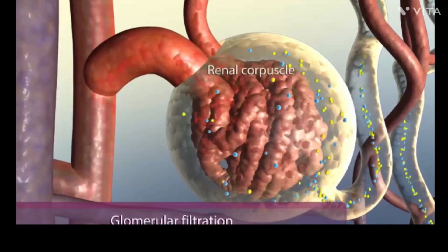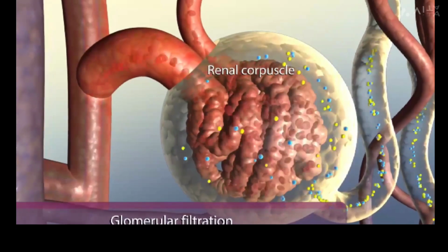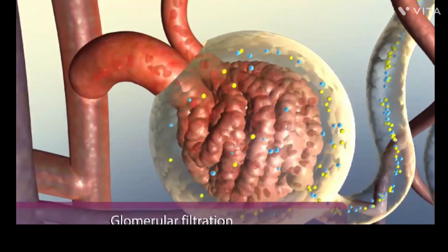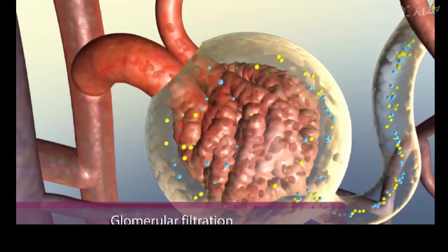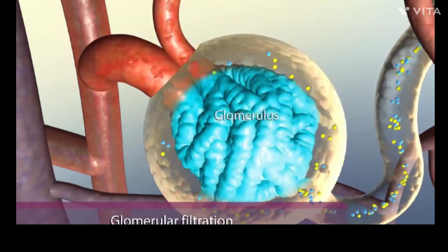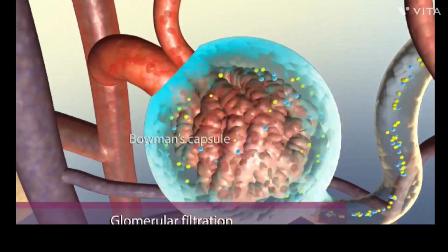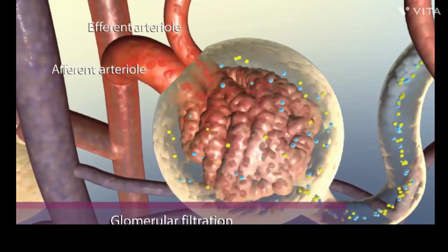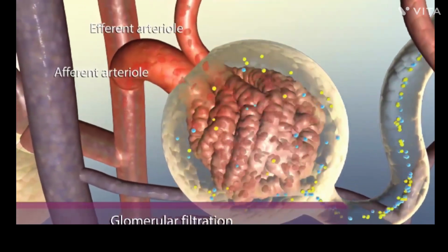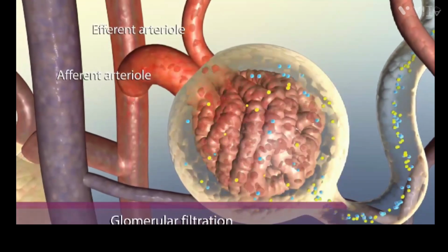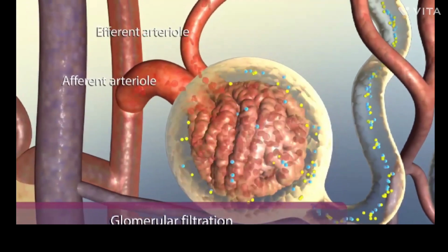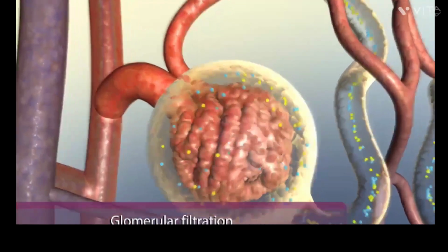The first step of urine production, called glomerular filtration, occurs in the renal corpuscle. It consists of a network of capillaries called the glomerulus and Bowman's capsule. The diameter of the afferent arteriole is larger than the efferent arteriole. This size difference produces high pressure within the glomerulus.